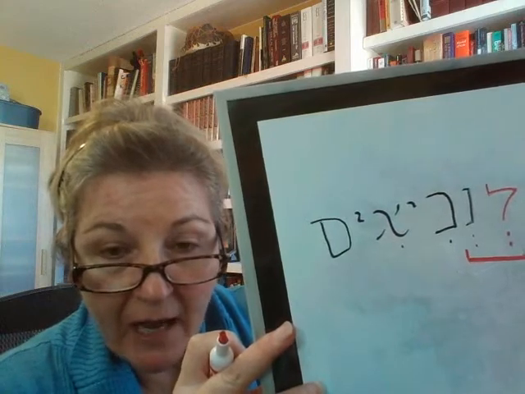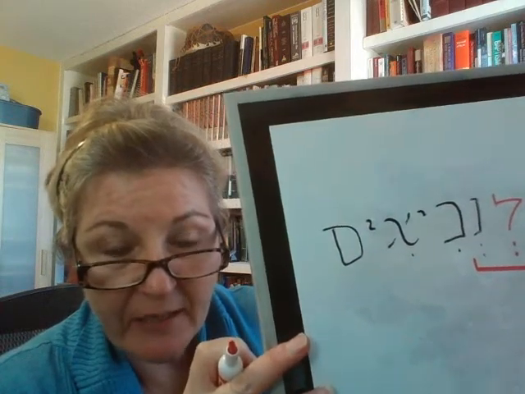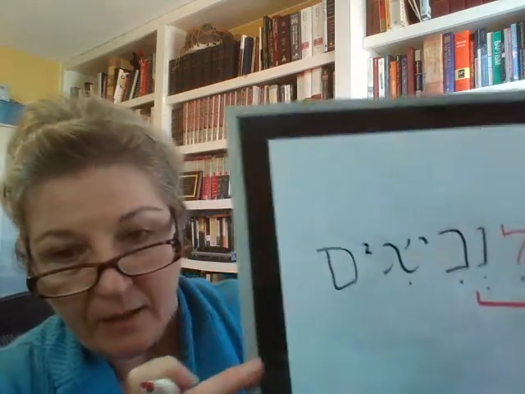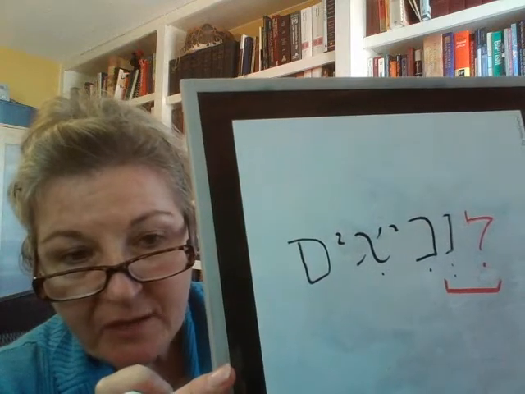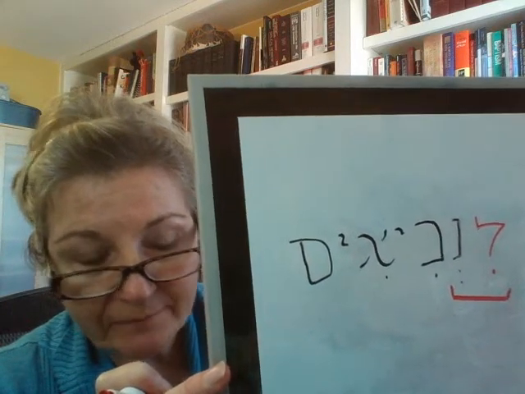Now, where it's not a hatef, where it's an actual schwa that it's side by side with, then what happens is that the schwa on the inseparable preposition becomes a hireq. And that's the rule for that one.